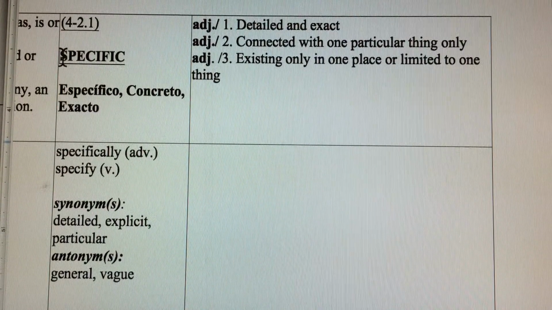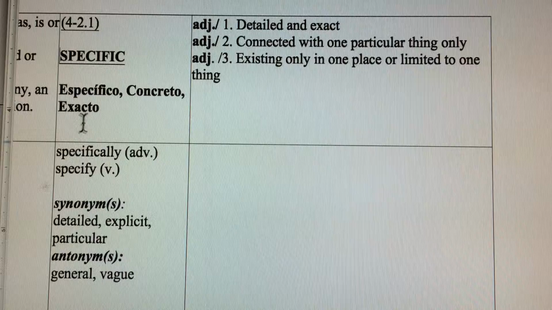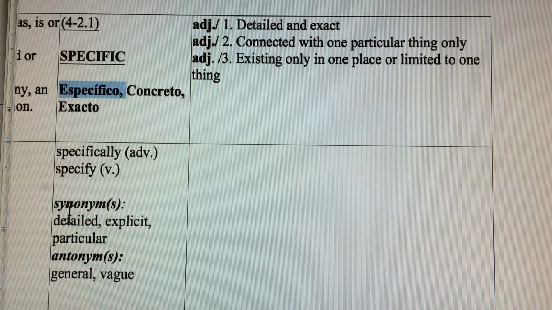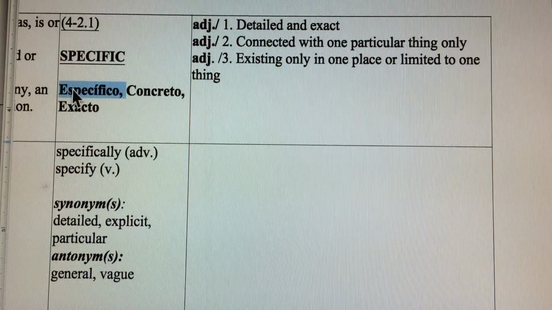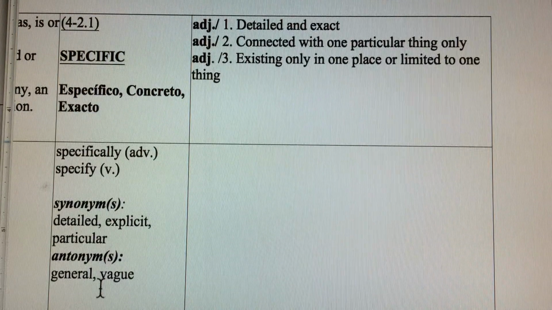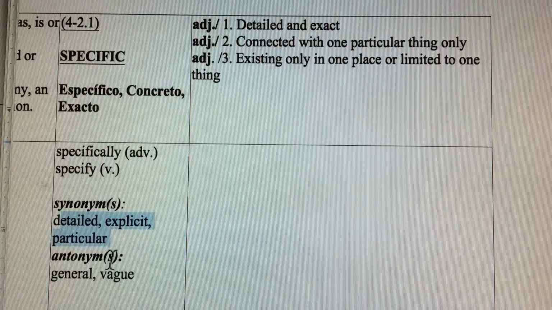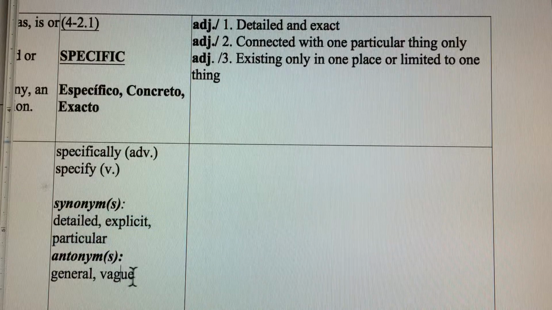Notice, this is a commonly misspelled word for Spanish speakers because a lot of students want to put an E in front of it. You know, because in our translation, we have the ES here. But notice that in the English, there is no E to begin the word. Synonyms: detailed, explicit, and particular. And your antonyms are general and vague.